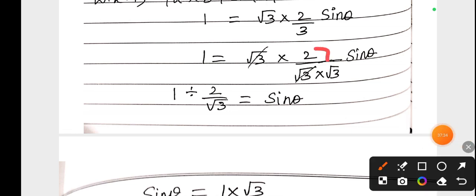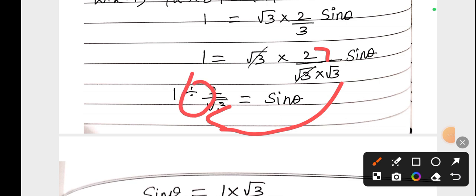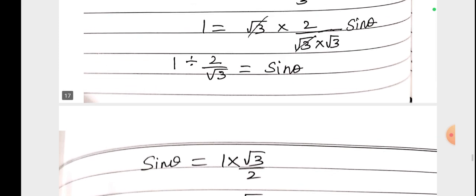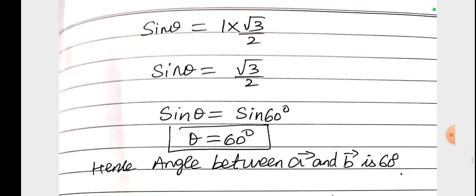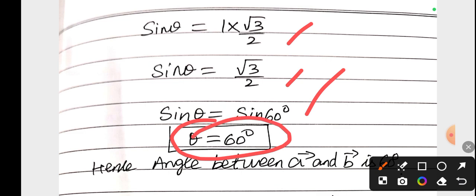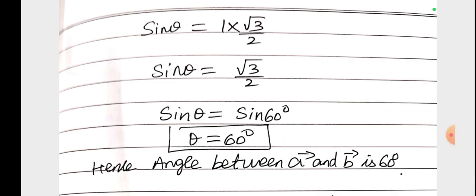2 by root 3. Multiplication 2 by root 3 goes to the sign of division. I'm just showing you with the symbol. So then it can get the reciprocal. 2 by root 3 becomes root 3 by 2. Check, children. So sine theta equals root 3 by 2. So when it is root 3 by 2, that is 60 degree. So theta is 60 degree. So the angle between A and B is 60.